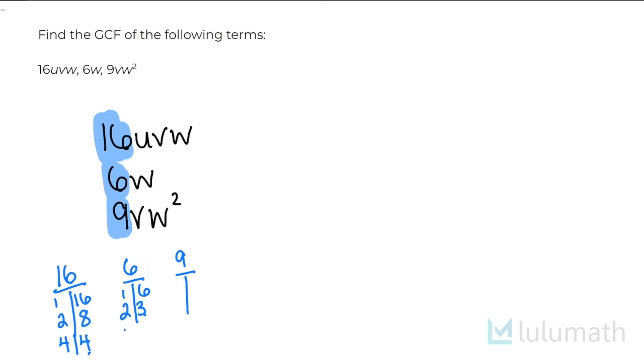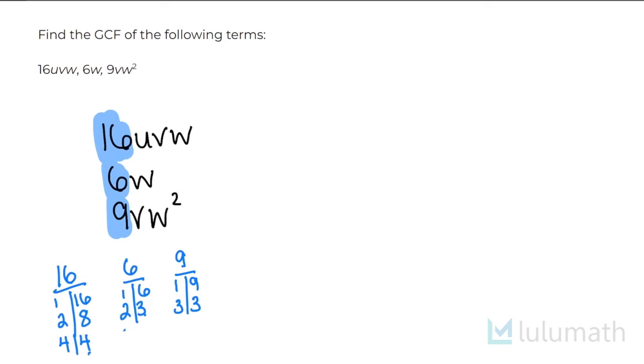And then for 9, 9 is divisible by 1. 1 times 9 is 9. 9 is also divisible by 3. 3 times 3 is 9, and then I've listed all of my options here. Now, if you notice, there's a 2 in common with the 16 and the 6, but there is no 2 in common here, so that means that I can't use 2 as my GCF, okay? If you also notice, there's a 3 in common with the 6 and the 9, but there is not a 3 in common with the 16, so same thing, I cannot use that as part of my GCF.